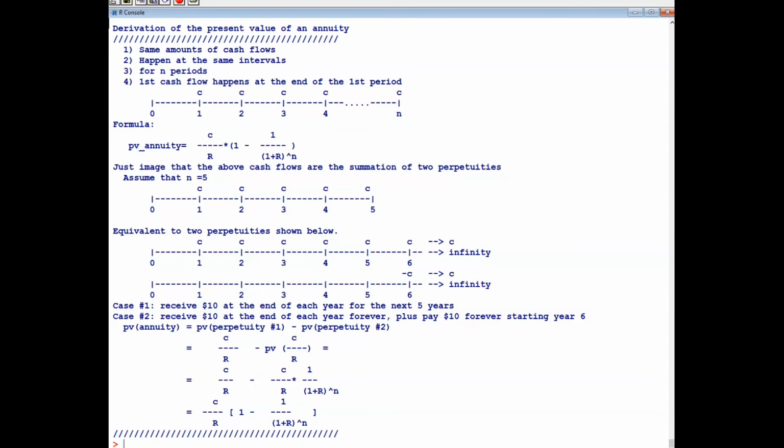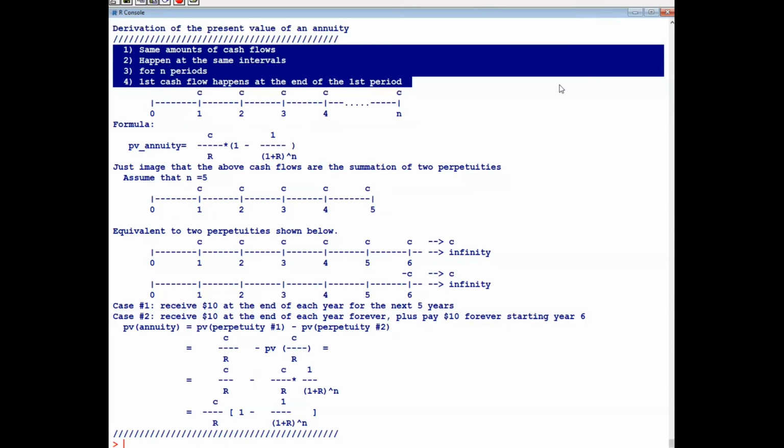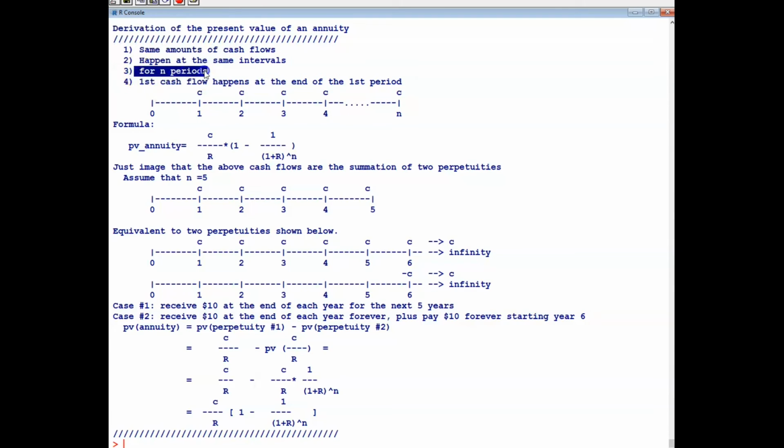Topic number 4, definition of annuity and derivation of the present value of annuity formula. Let's look at the definition of annuity. It's quite similar to perpetuity: same cash flow at the same interval for n periods. This is the only difference between perpetuity and annuity. Assume the first cash flow happens at the end of the first period when we derive the present value of annuity. So this last condition, condition number 4, is the same as condition number 4 when we derived the present value of perpetuity.